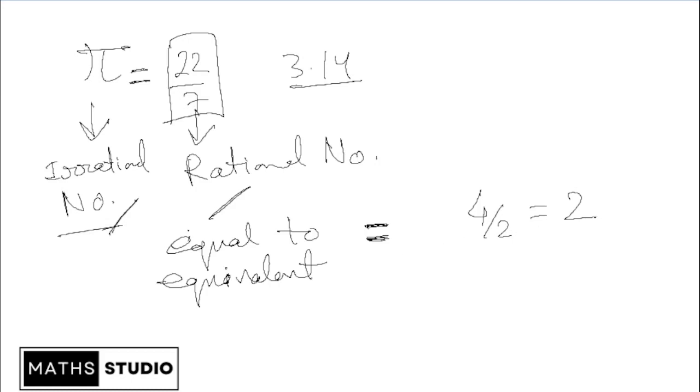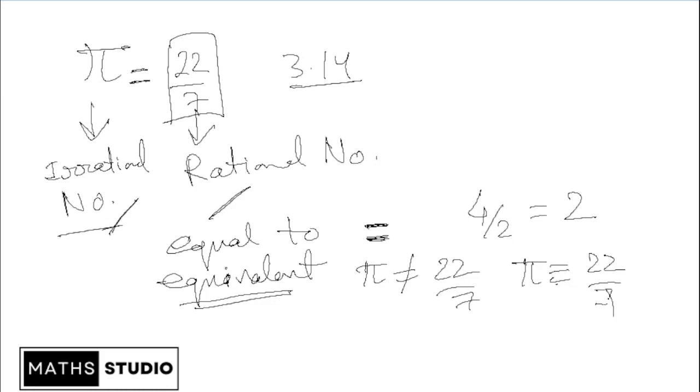But when we are saying pi is equal to 22 by 7, it's wrong. It's equivalent. The closest approximate representation of the value of pi is 22 by 7. So pi is not equal to 22 by 7. It is equivalent to 22 by 7. Okay. So there is a difference between equivalent and equal. Got my point?